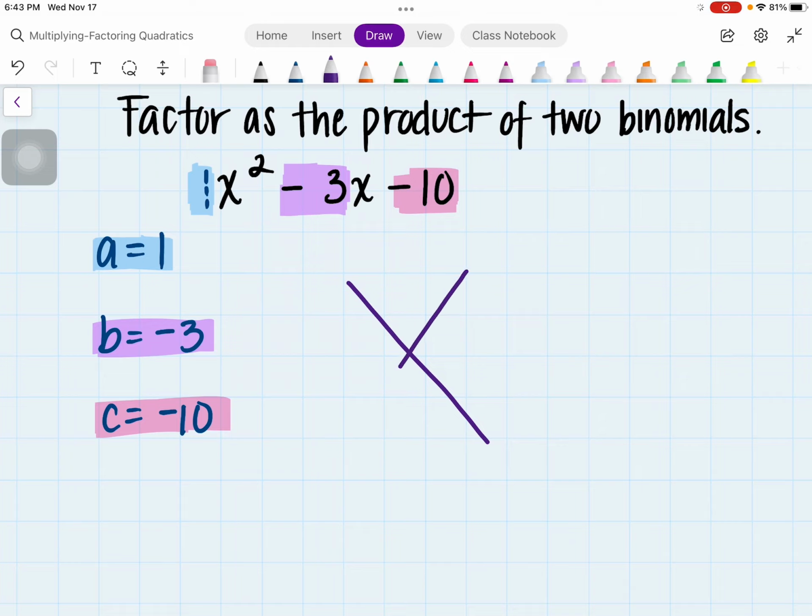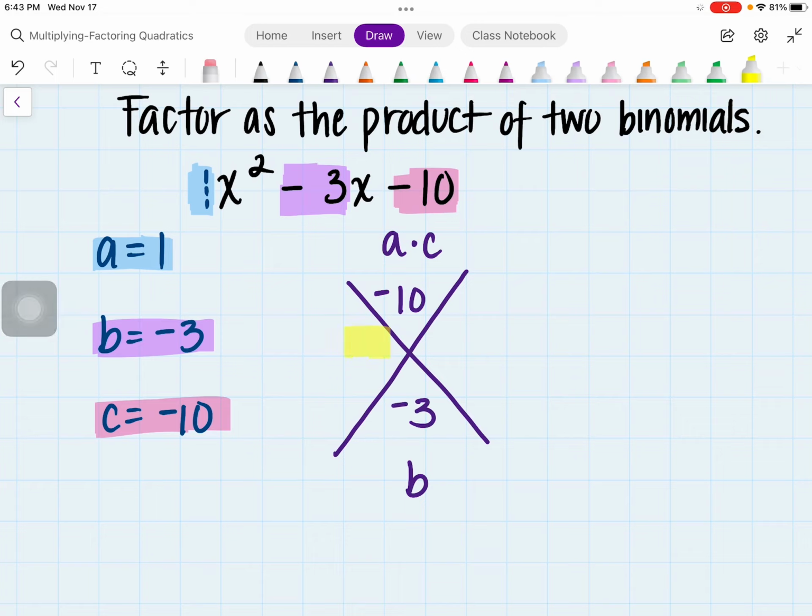Now, once we identify a, b, and c, we're going to go ahead and build our diamond here. The diamond is simply an x. On top of the diamond, we have a times c. On the bottom, we have the b value. Now, a times c is 1 times -10, which gives us -10. And b has a value of -3.